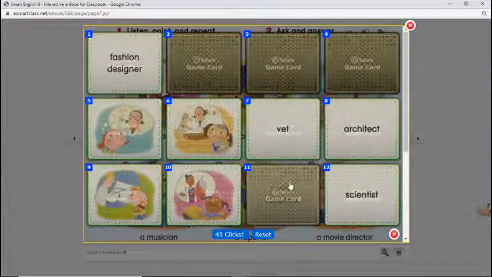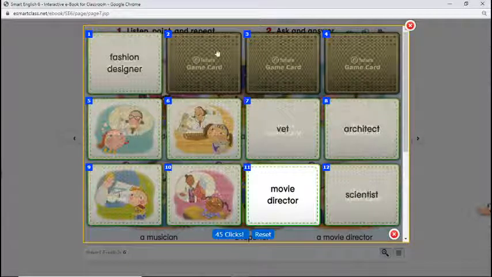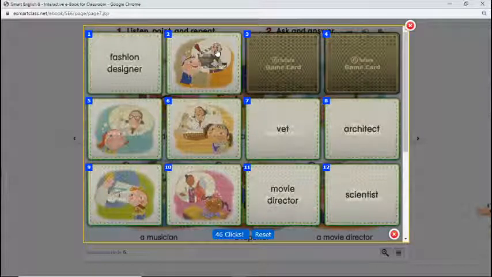11 and 2. To Kimberly. Movie director. That's correct. Movie director, 11 and 2. Muy bien. Entonces, este punto es para las chicas. Y obviously, the last one will be 3 and 4.